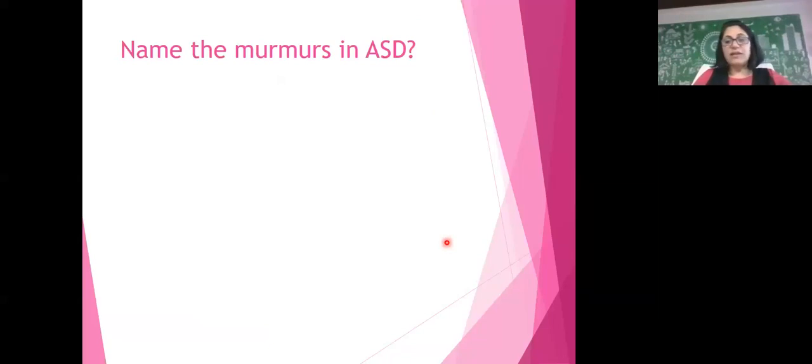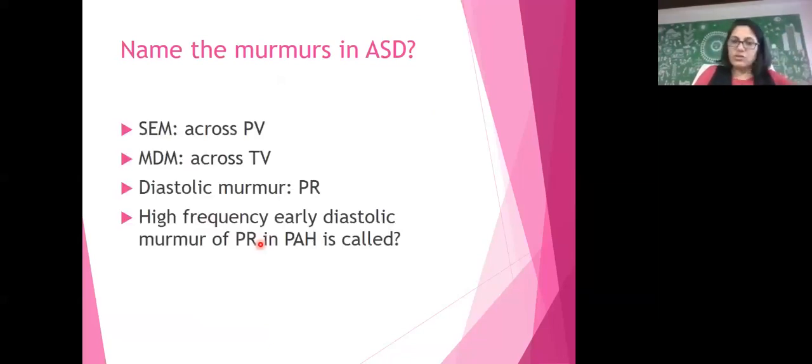Then yes, you can get a diastolic murmur at the tricuspid valve because all that blood from LA to RA first goes across the tricuspid valve. So you can get a systolic ejection murmur at the pulmonary valve, and a mid-diastolic murmur at the tricuspid valve. Then if you get pulmonary hypertension, you can get a pulmonary regurgitation murmur, diastolic. When you have PAH, that diastolic murmur is very high frequency, because it's a high pressure murmur.